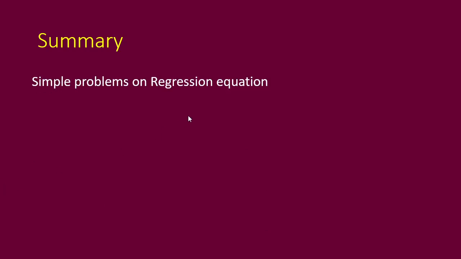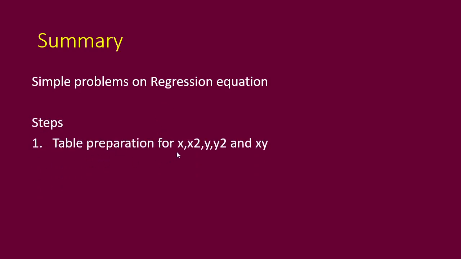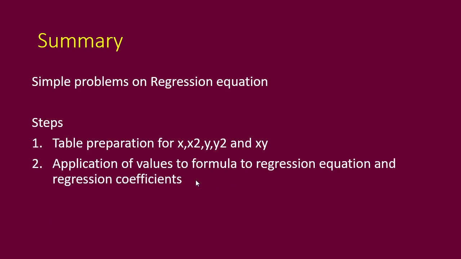So here simple problems on regression equation we have studied and the steps are table preparation for x, x square, y square and xy. So x equals x minus x bar and y equals y minus y bar. X square, x into x and y square, y into y. And here x into y. So we have to take the summation of all these parameters and we have to apply this to the formula.